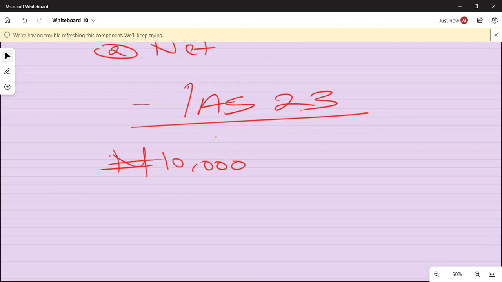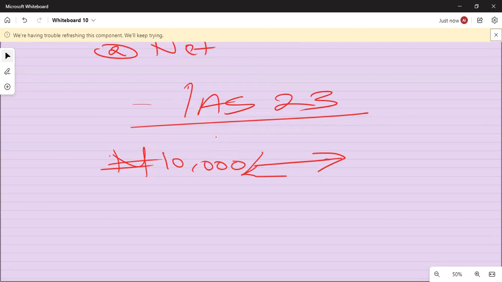When we say a qualifying asset, qualifying assets are those assets that take a substantial amount of time to be developed. You borrow 10,000, and this 10,000 naira is not for consumption. It's not like our own federal government in Nigeria, which can borrow sometimes to pay salary. No. This particular 10,000 naira that you borrow is for you to construct a qualifying asset.